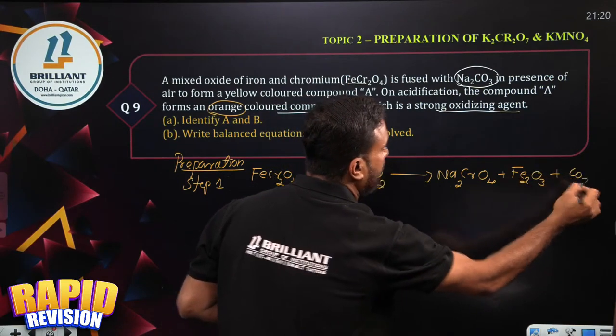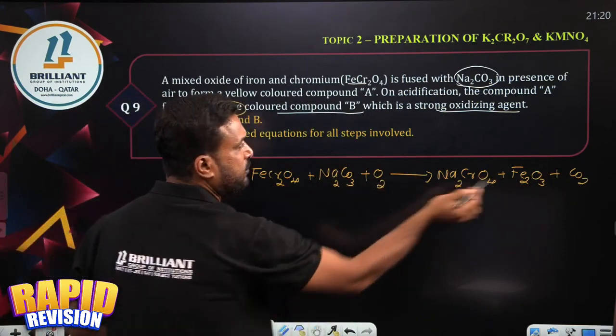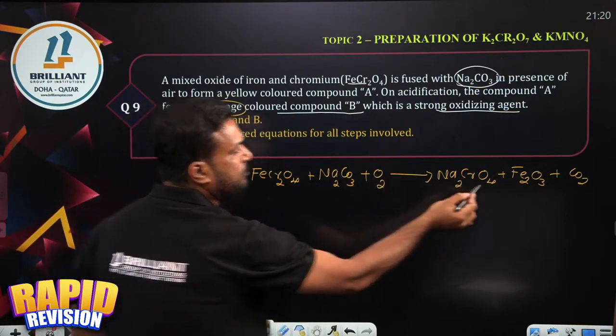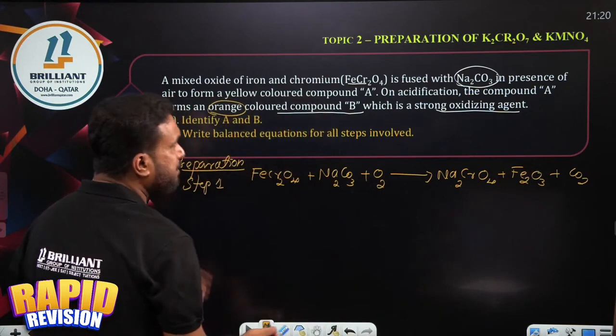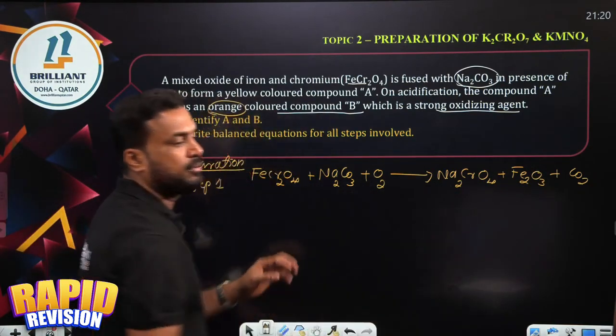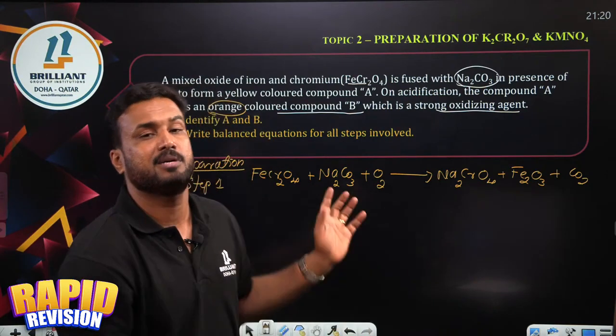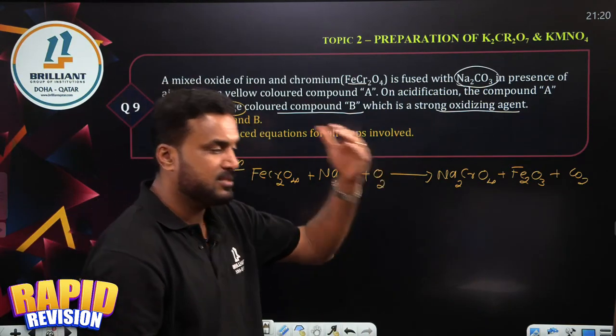Fe2O3 plus CO2 will come, because carbon and oxygen will come. So Fe will combine with oxygen to form Fe2O3, and Na2CrO4 will come. They are asking that it should be balanced. I'll give an easy method for the exam, for scoring marks. Otherwise, while writing the equation, balancing is quite difficult.